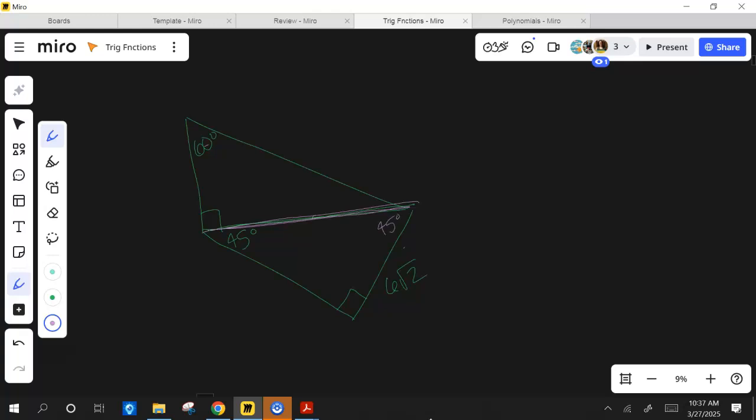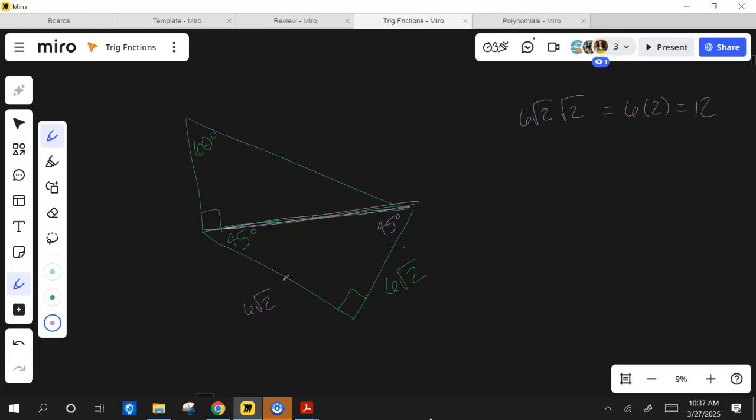I start with the 45, 45, 90 because I know that these sides are going to be the same. Which means that the hypotenuse takes that side length and does what? Root 2. It gets really confusing because you always want to double it, but it only doubles in the 30, 60, 90. In the 45, 45, 90, it multiplies by square root of 2. So if I have 6 times the square root of 2 times the square root of 2, what do I get? 6 times 2, which is 12.